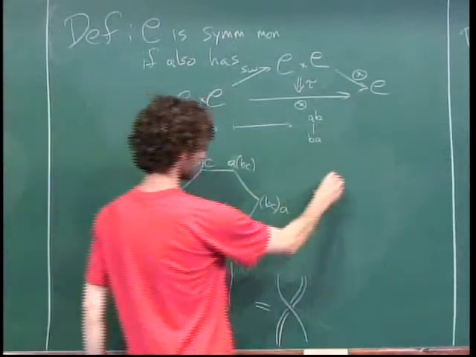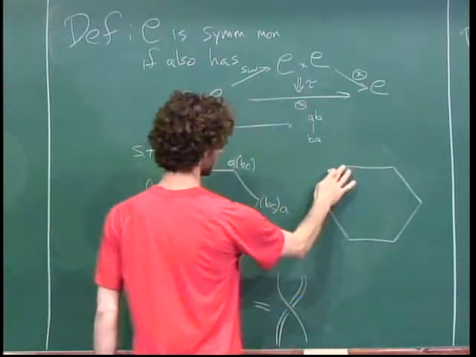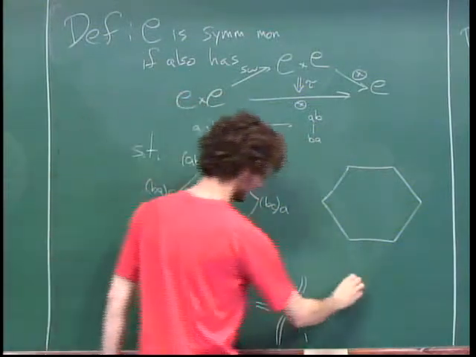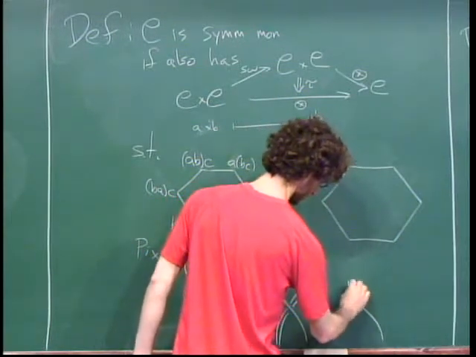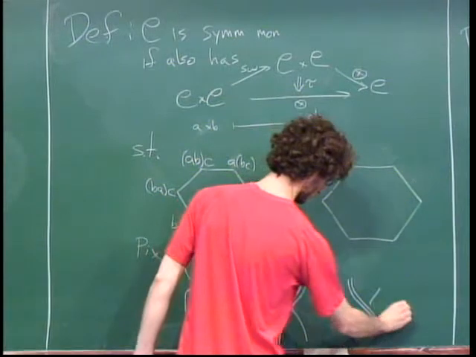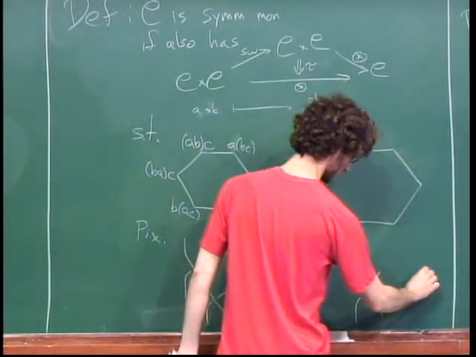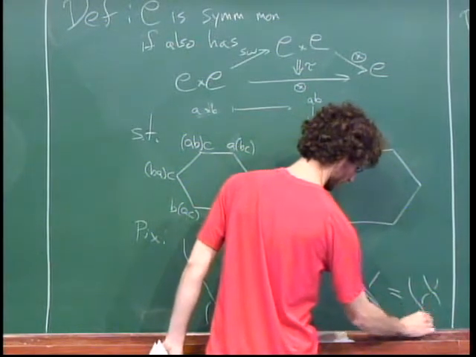And there's a second hexagon condition that I won't write down, but it corresponds instead to this picture where I first braid two past from the left, or I braid first one and then the other.